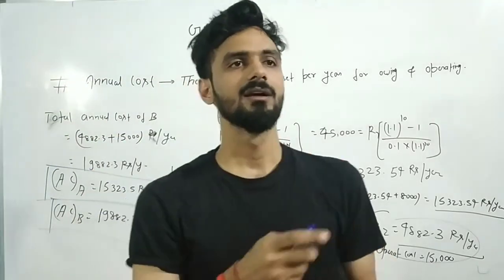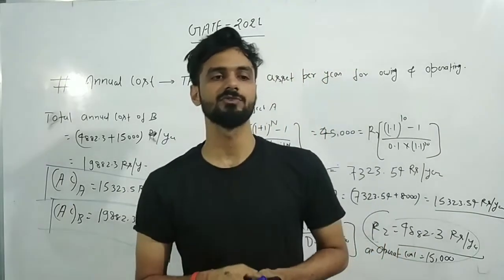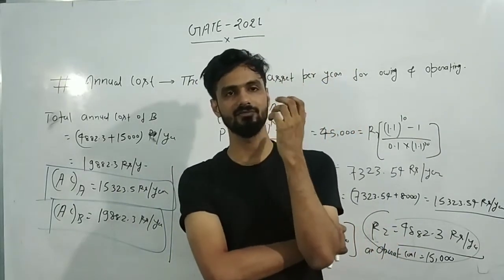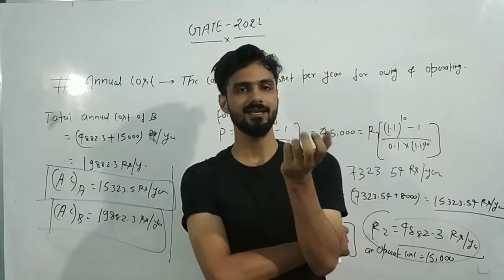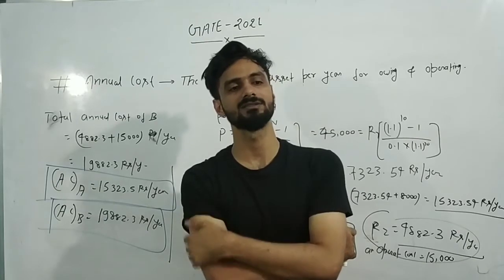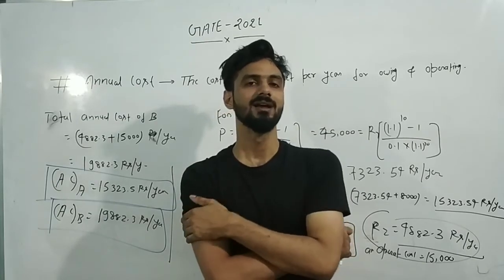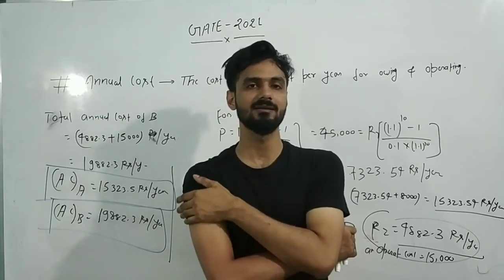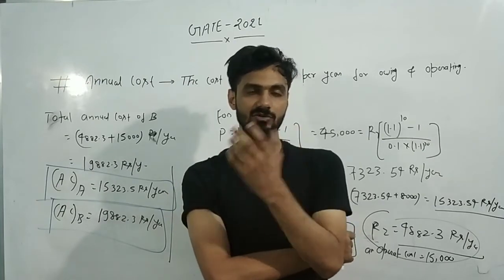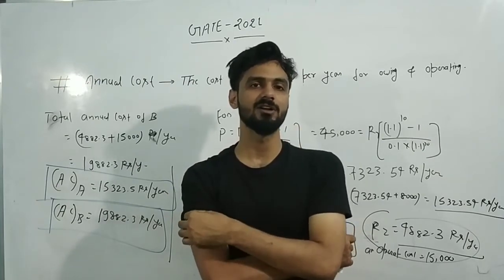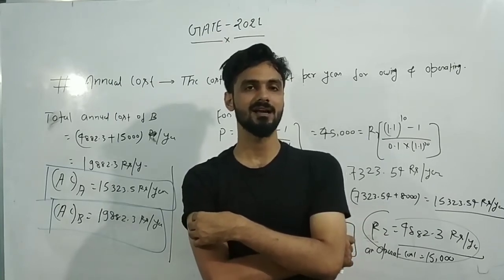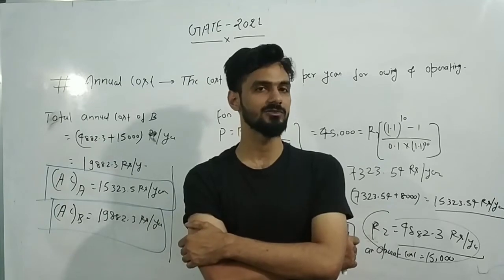We will be more attracted towards those projects which have less annual cost as compared to the project which has more annual cost. So here in this example you can see project A has less annual cost as compared to project B. So project A will be more attractive as compared to project B. So we will be more interested in investing our capital in project A as compared to project B.